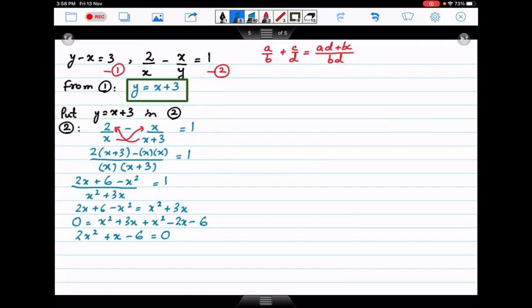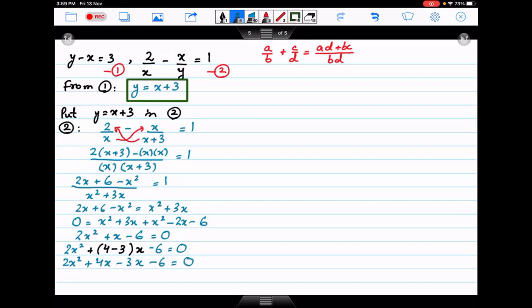So now we have a quadratic equation. We have to solve this quadratic equation by using the quadratic formula or the middle term break. Okay, by using the middle term break, it should be 2x square plus 4x minus 3x minus 6 is equals to 0.